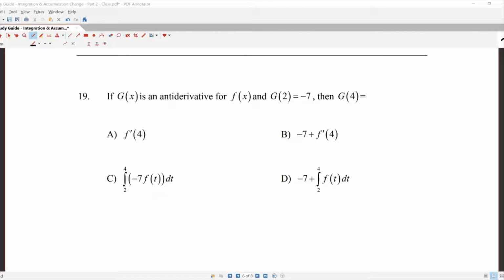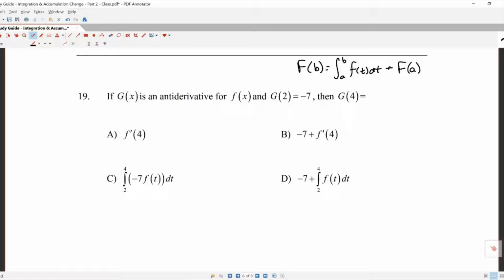Right, number 19. If g of x is an antiderivative for f of x and g of 2 is equal to negative 7, then g of 4 equals. So this is finding values of the function using the fundamental theorem of calculus. So we had a formula that looked like this, that f of b is equal to the integral from a to b of little f of t dt plus big F of a.